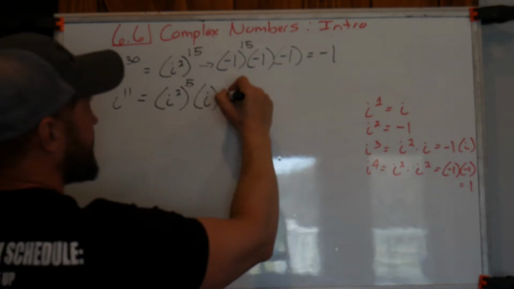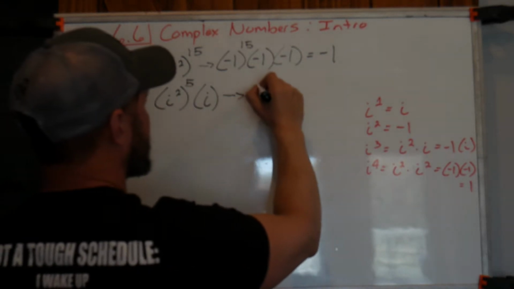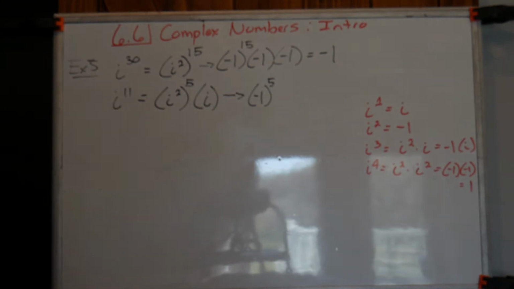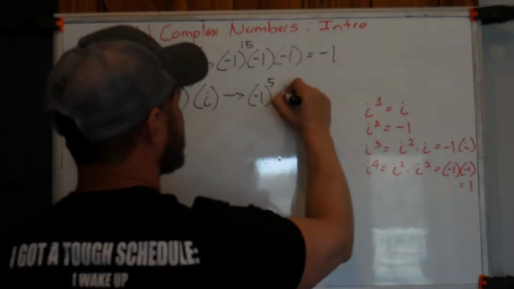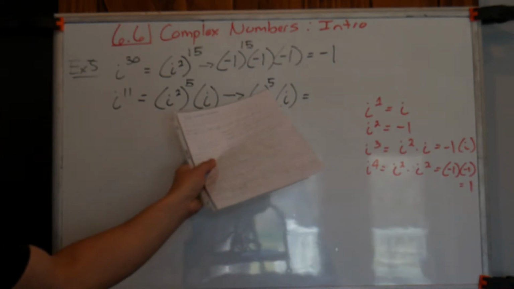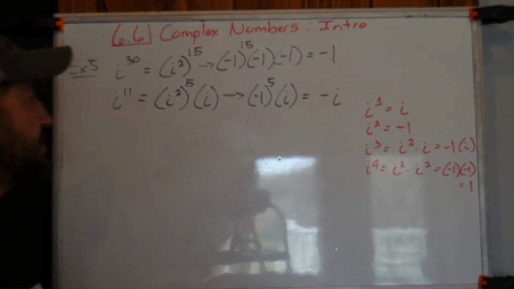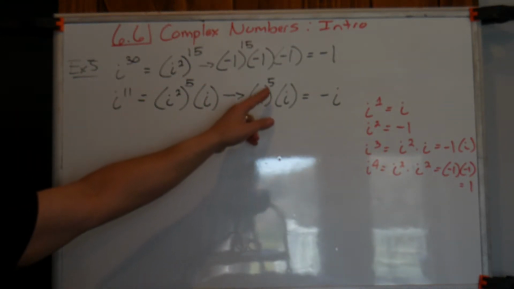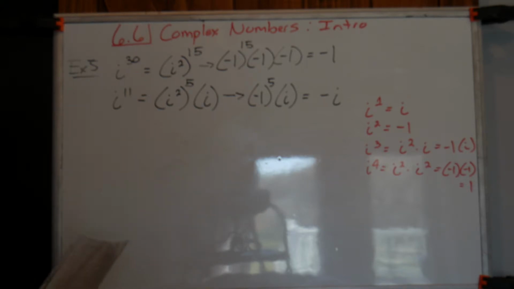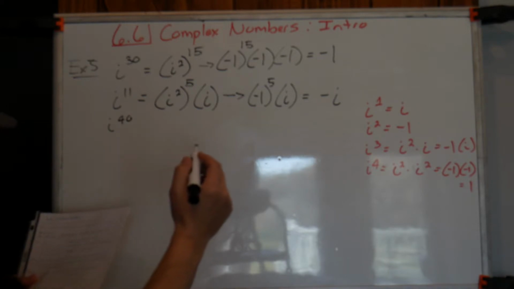Now, I have i squared to the 5th. Remember, i squared is -1. So I have -1 to the 5th times i. It's an odd number, odd exponent. I know I have -1 because it's odd, and I have an i. So a -i. And then they give us i to the 40th, right?